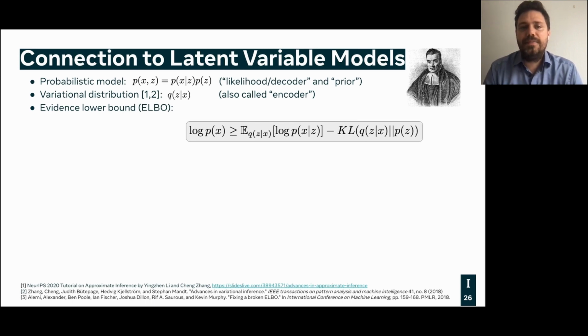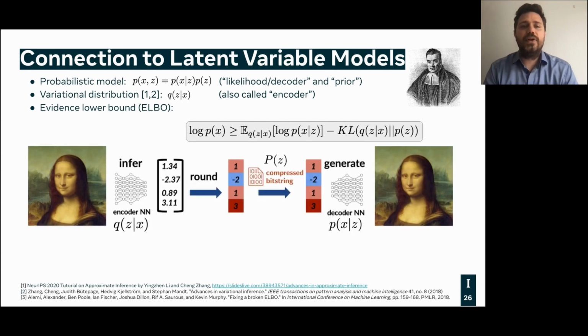The marginal likelihood, log P of X, is intractable to compute for latent variable models, but we can invoke Jensen's inequality to derive a tractable lower bound, which we also called ELBO. A specific deep latent variable model is the variational autoencoder, or VAE. And VAEs parameterize both encoders and decoders by neural networks.